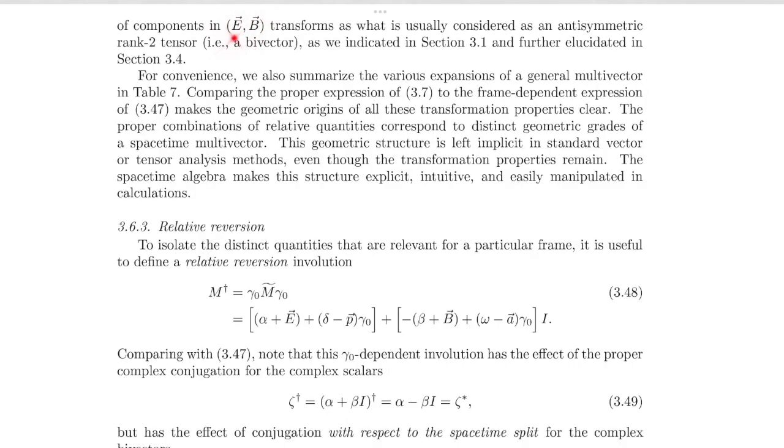of the components in E and B, so if you take all of the bivectors, it transforms as what is usually considered as an antisymmetric rank 2 tensor, which is a bivector, as we indicated in 3.1. So we've already talked about that, right? That E and B together are just one big bivector. And as being a bivector, it's got all the antisymmetric properties of a rank 2 tensor. We did that. We discussed that a few lessons ago.